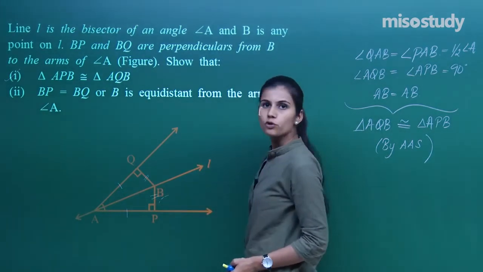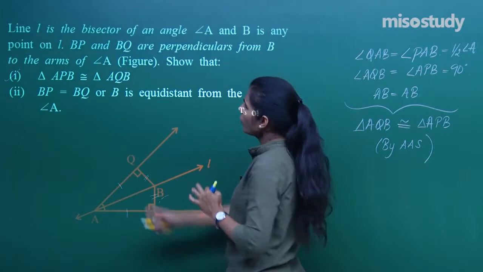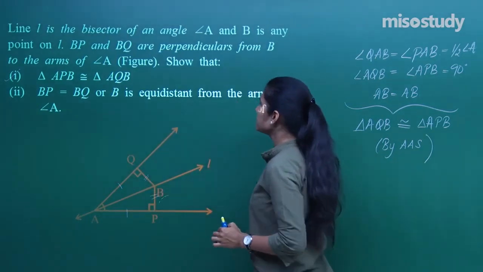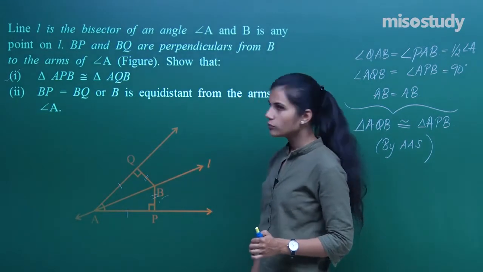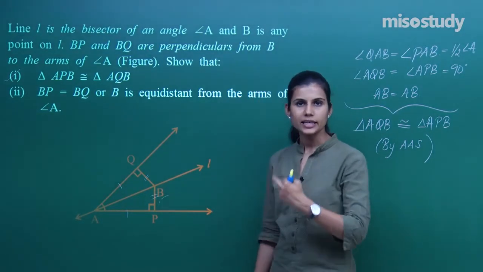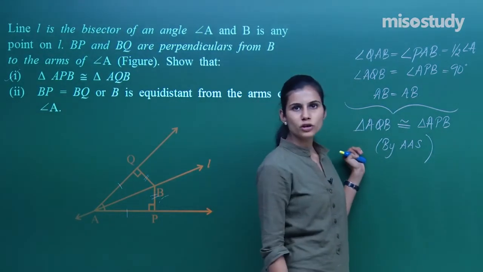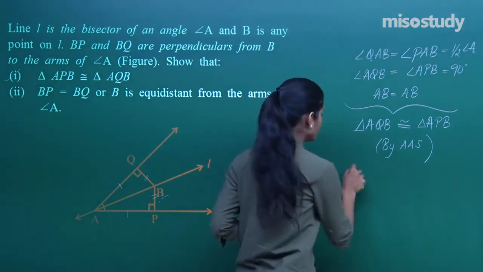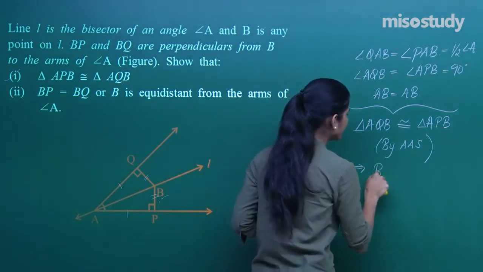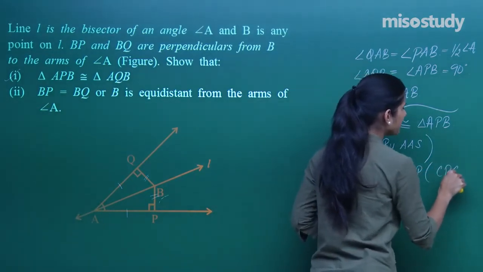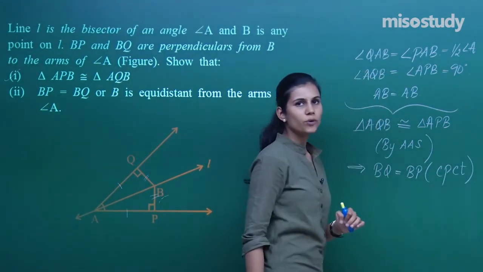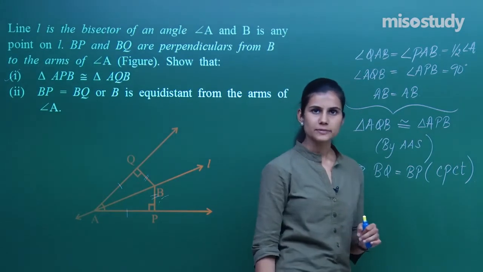Out of this, what is fruitful to me? I want BP to be equal to BQ, that is, B is equidistant from the arms of angle A. BP should be equal to BQ is what I need, which I am getting as a conclusion of corresponding parts of congruent triangles being the same. So this implies, I will just write what I need: BQ is equal to BP by CPCT, which means corresponding parts of congruent triangles.